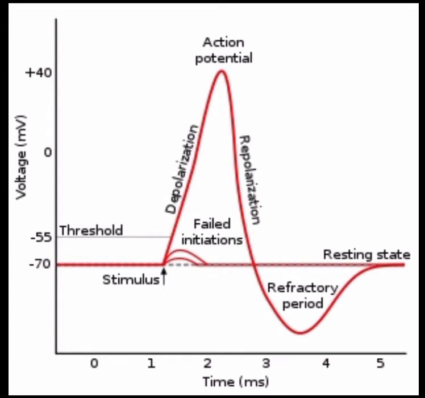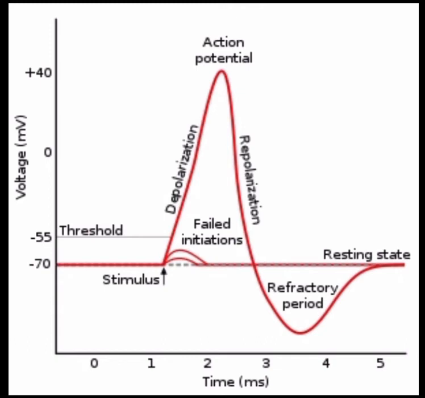The location where the action potential is generated or initiated is known as the axon hillock. It's the junction between the cell body and the axon, and it's the thickened portion. So once the threshold value is reached, the cell depolarizes. The opening of the sodium channels causes a change in polarity.